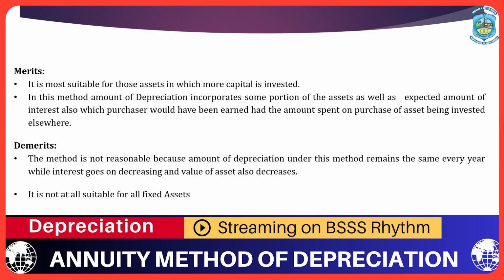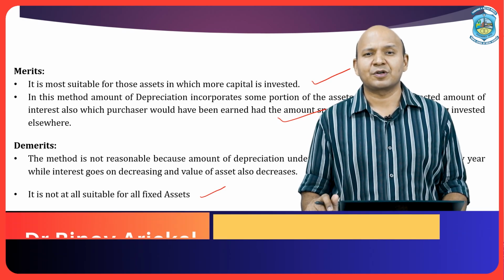It is most suitable for those assets where higher capital is invested. In this method, the amount of depreciation includes some portion of the asset as well as some portion of the expected interest. These are the two important advantages of this method. As far as the limitation is concerned, this method is not reasonable because the amount of depreciation remains the same for all years, and every year the amount of interest is reducing. Second limitation, this method is not applicable for all types of fixed assets.